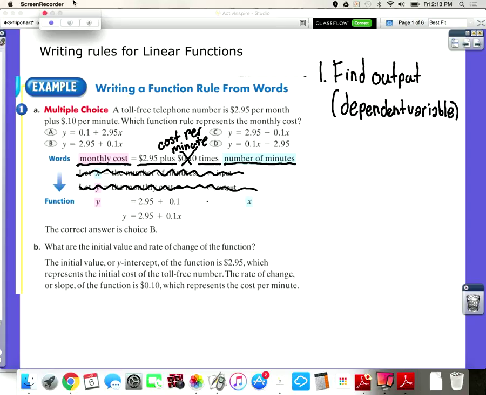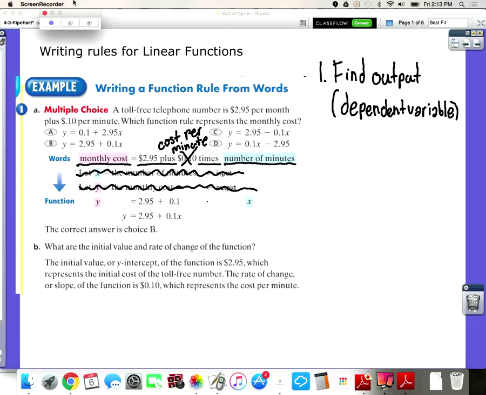There you go. So today we're going to be talking about writing function rules. The first thing that you're going to want to do in a story problem is define the what, Sienna? Oh, the dependent variable. The dependent variable. Yeah, what it's going to depend on something else. So that's also called the output.